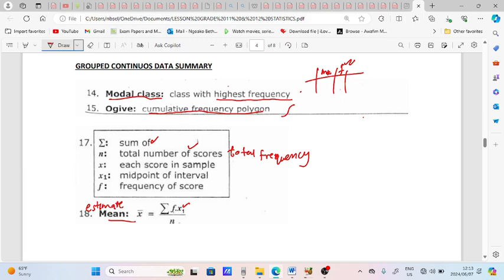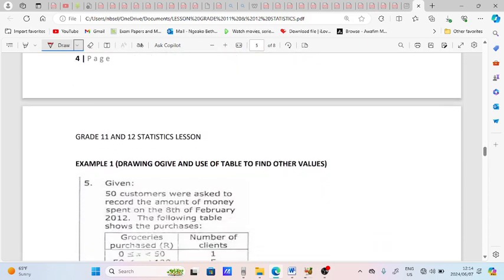I mean the x, but x1. Can you see that it says x1? X1 is the midpoint. What is the midpoint of what? Midpoint, remember, is the average of the two numbers. So on the interval we add the two numbers and divide by 2. That will be the midpoint again. And now the frequency, of course, will be given on the table again. So without wasting time, let's go to the examples.